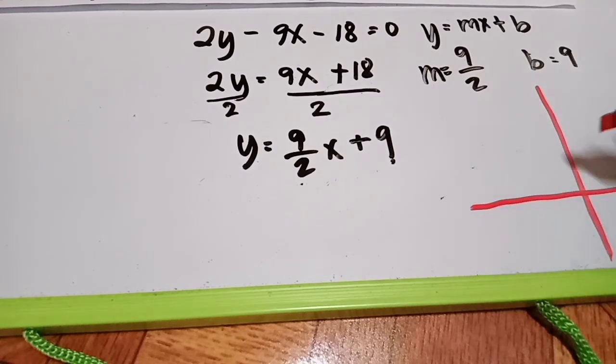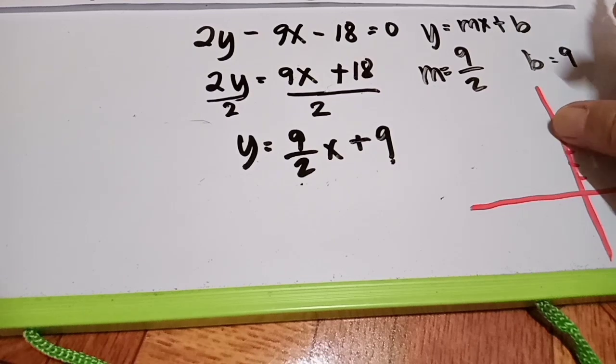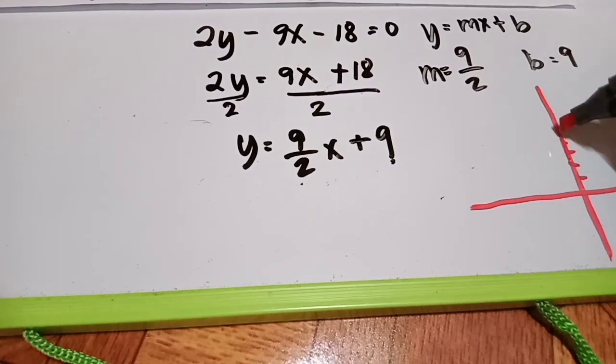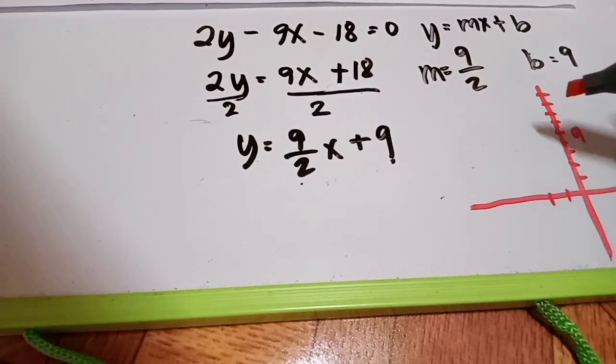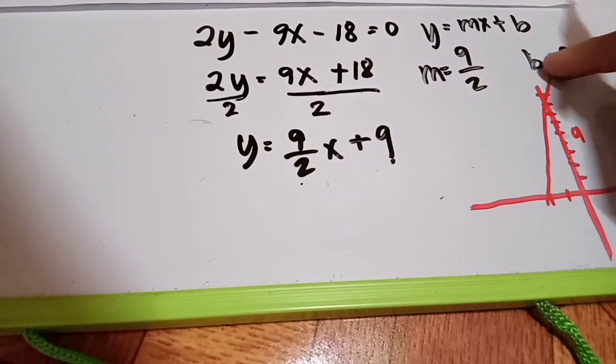And this is 9. Suppose 1, 2, 3, 4, 5, 6, 7, 8, 9. So this is the 9. And then 1, 2. So our 2, we will get this one. Okay, sorry.